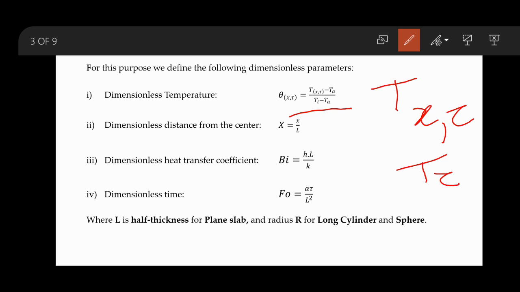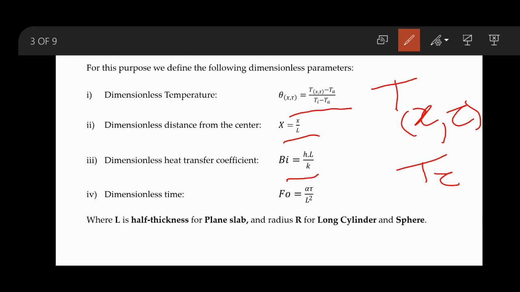But if the Biot number is greater than 0.1, then the temperature also depends on the position. Here we are dealing with one-dimensional transient conduction, so I am writing T of x comma tau. So the dimensionless temperature theta of x comma tau is equal to T of x comma tau minus T infinity divided by Ti minus T infinity, and the dimensionless distance from the center is capital X, which is equal to small x by L. Then the dimensionless heat transfer coefficient is our Biot number, which is h into L by k.